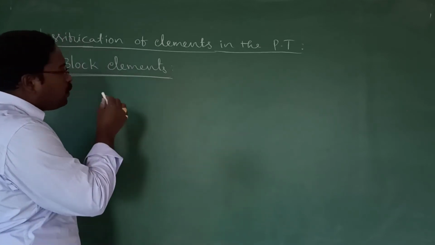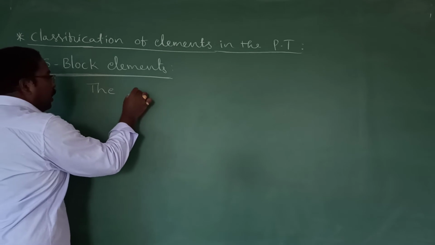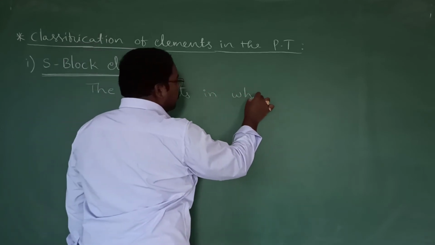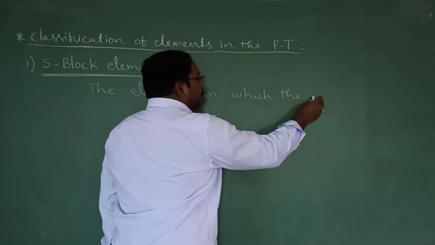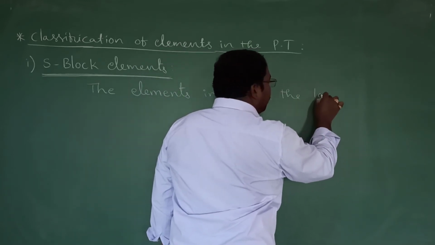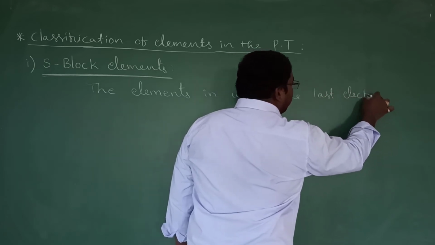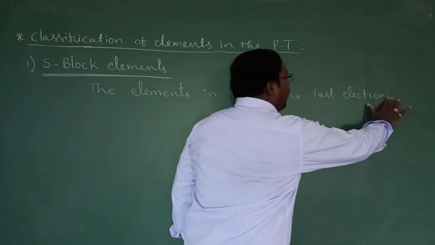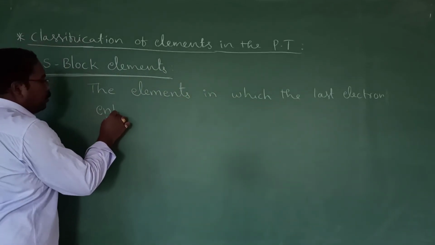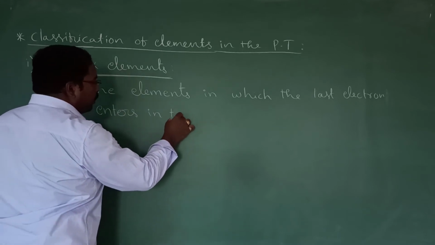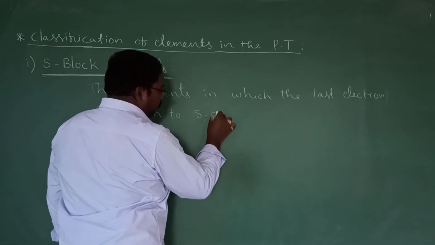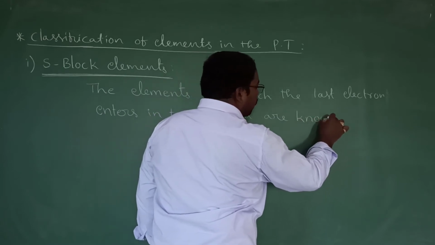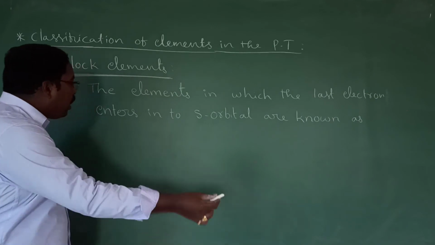So an S block element means the elements in which the differentiating electron, in simple words the last electron, enters into the S orbital are known as S block elements.